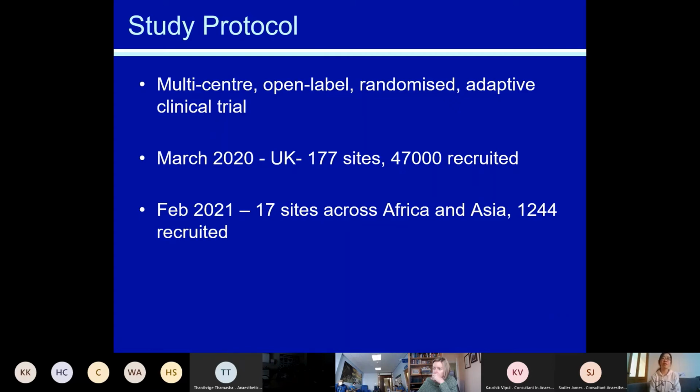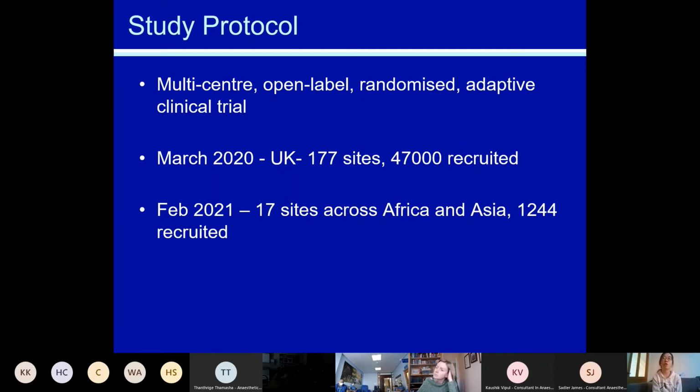The headline is that it is a multi-center, open-label, randomized, adaptive clinical trial. Multi-center is self-explanatory. It's involved 177 sites across the UK. Open label being that everyone knows what the patient is receiving. There's no attempt to blind things. Randomized being that patients are randomized to either usual care or a treatment arm, and I'll go into that in a bit more detail. And the adaptive clinical trial, I've got another slide to explain that on the next.